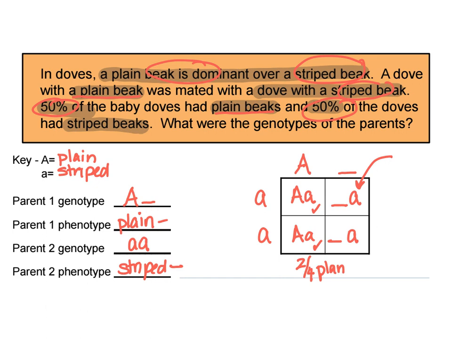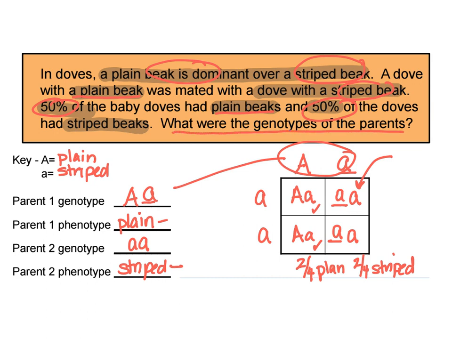Now, striped is recessive. So in order to have a 2 striped, I need to have little a's right here. So that means this is going to be a little a. That's going to give me 2 out of 4 striped, which matches with what they tell me in the problem. So I now know that this parent right here is a big A, little a. And because the question is asking what were the genotypes of the parents, I have those genotypes right here. Here's the genotype of parent 1, and here's the genotype of parent 2.